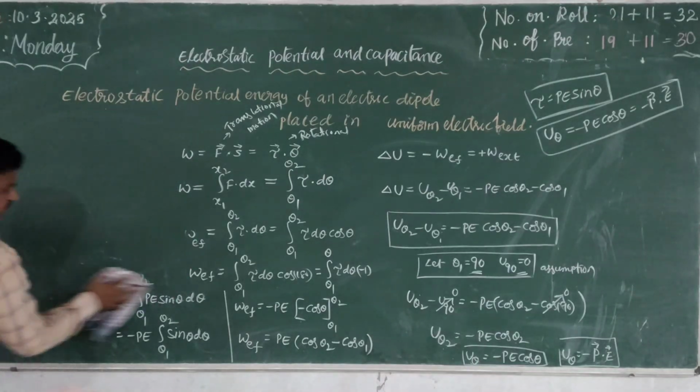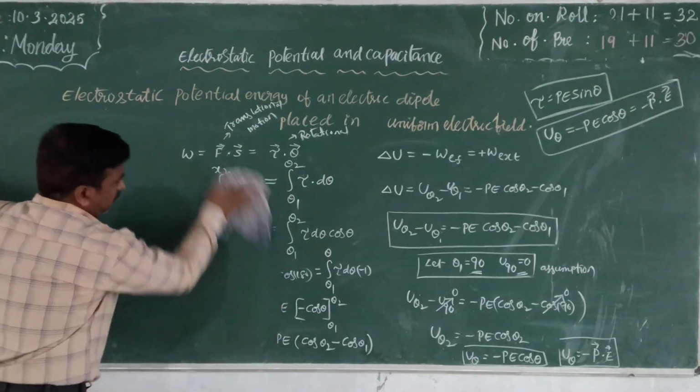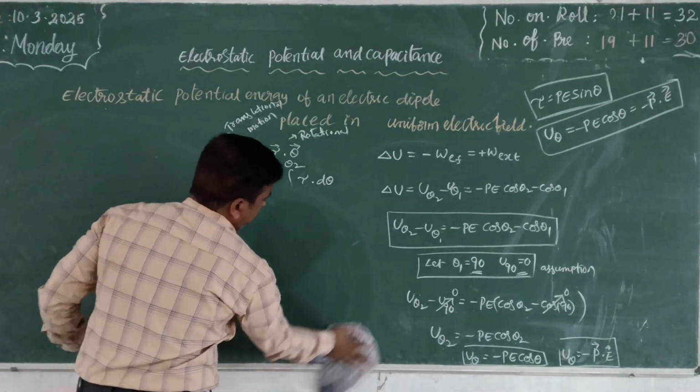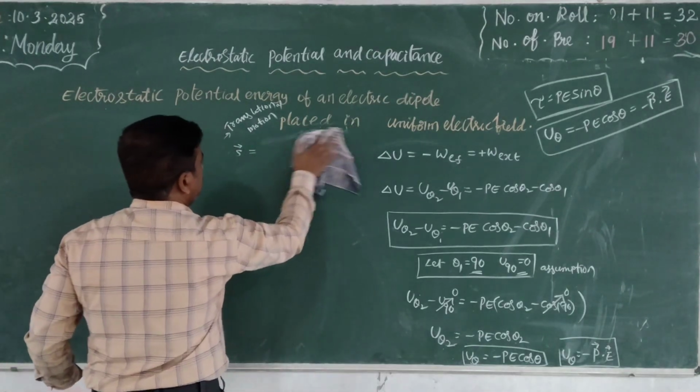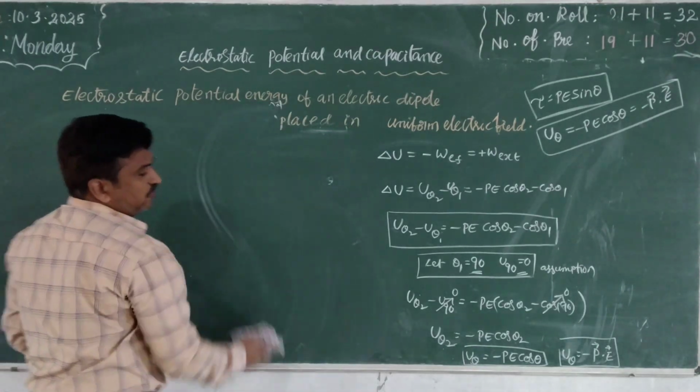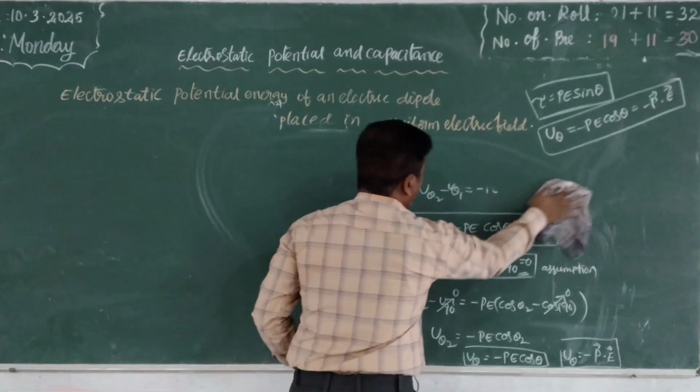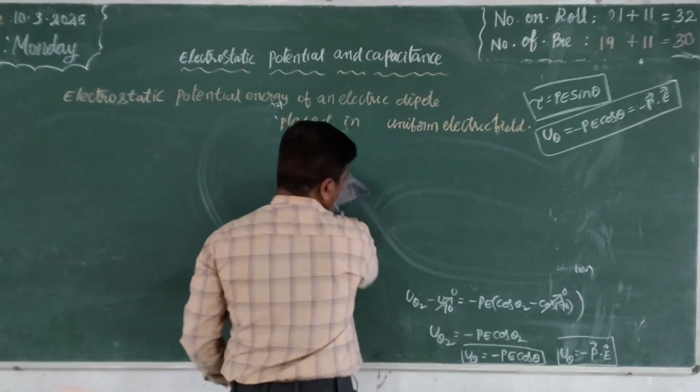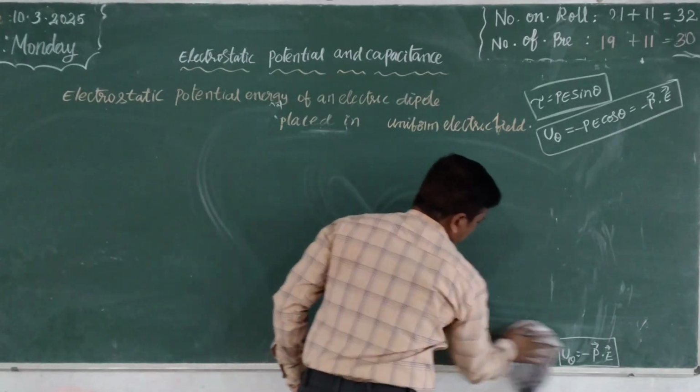See once. First, we have some special cases when an electric dipole is placed in an external uniform electric field. What are the special cases? We can discuss that. Three special cases are there. See the first one.